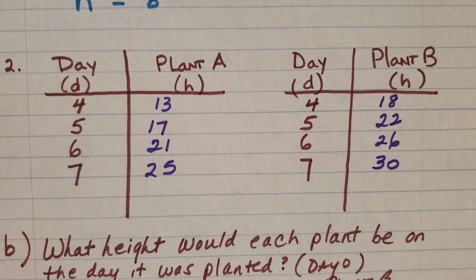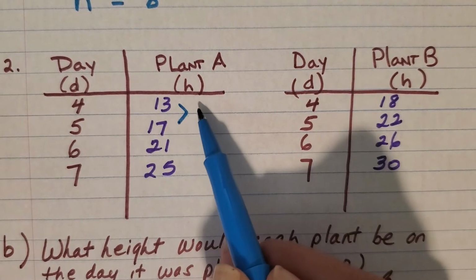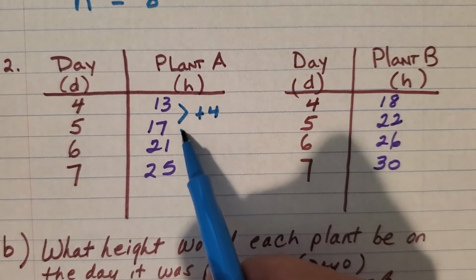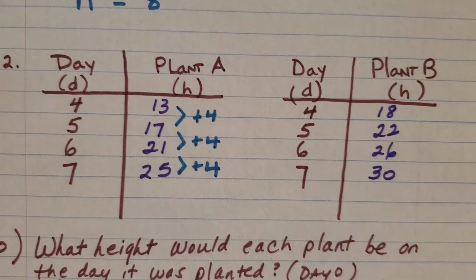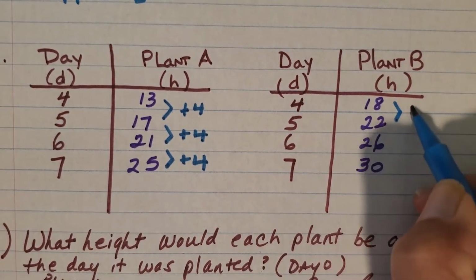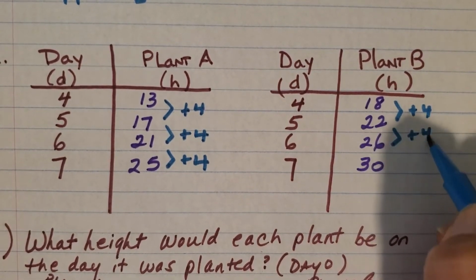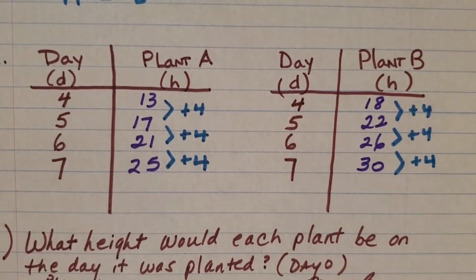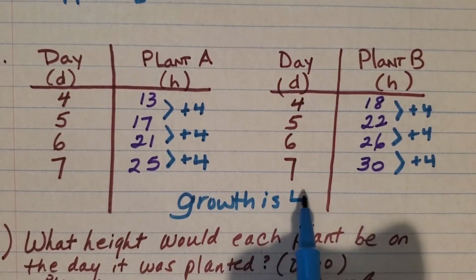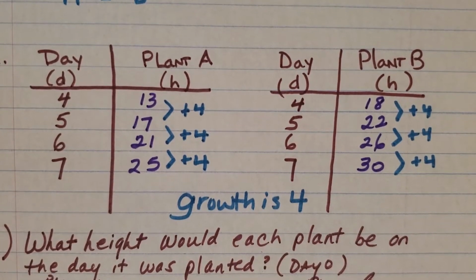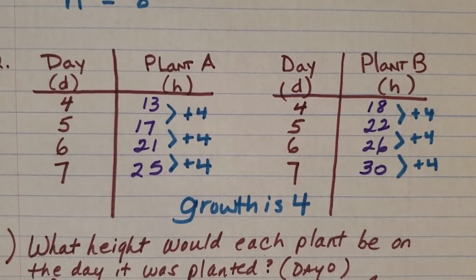And on day 4, it was 13 millimeters, day 5, 17 millimeters, and so on. And I do see a steady growth. It looks like it is growing 4 millimeters a day. And what's interesting is if I look at plant B, it too is growing at the same rate each day. So they have the same growth. Their growth is 4. And remember, that's our m in our equation, y equals mx plus b.